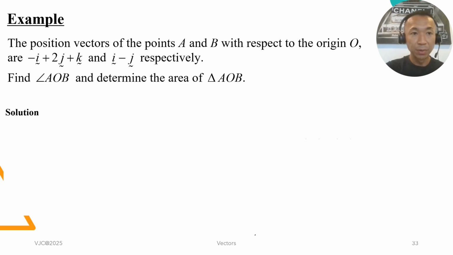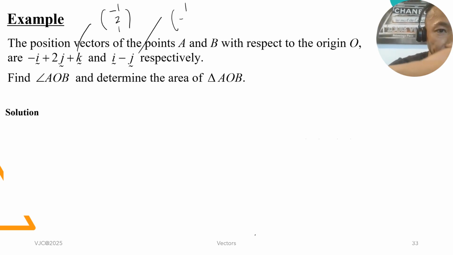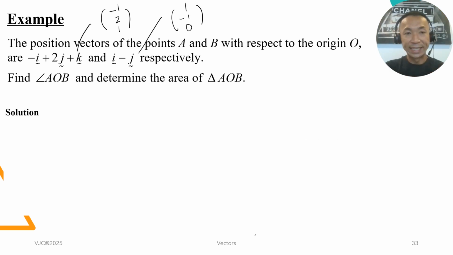So in this example, you are given the position vectors. Usually what we would do, as we've done many times, is to rewrite this one as a column vector (-1, 2, 1), and this as a column vector (1, -1, 0). It's a lot easier to rewrite it. So you've got position vectors of A and B like that. Find angle AOB. Let's tackle one thing at a time. Let's tackle angle AOB.